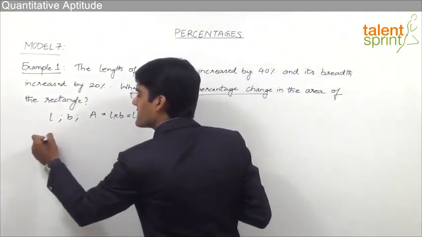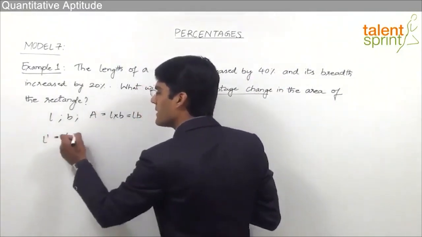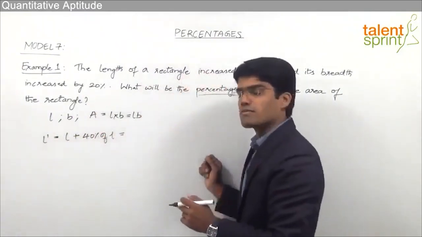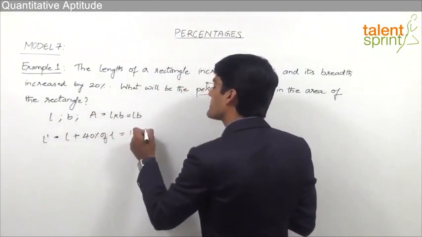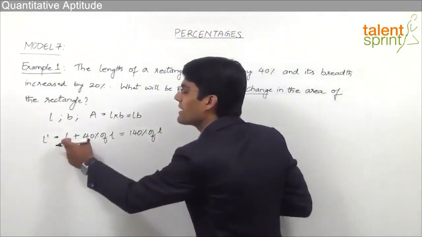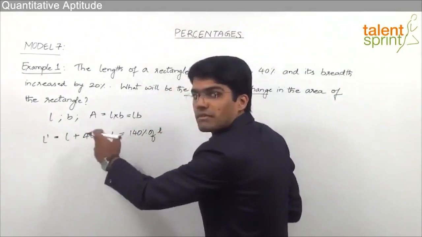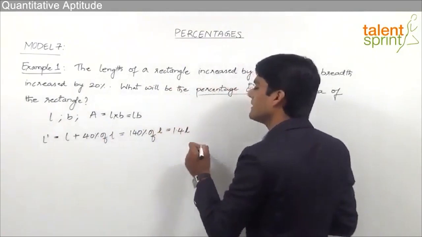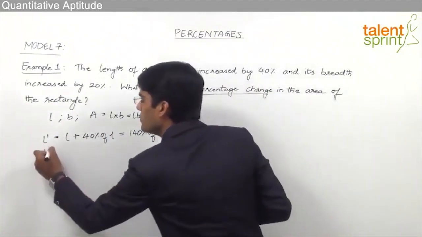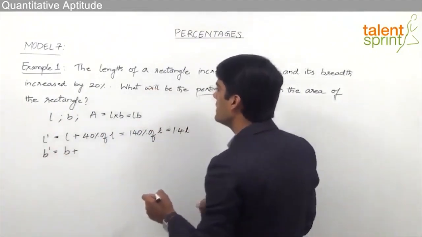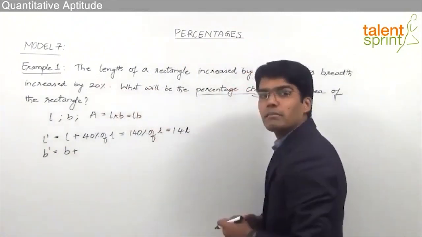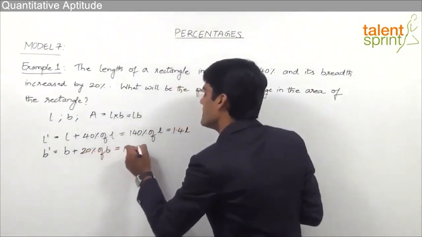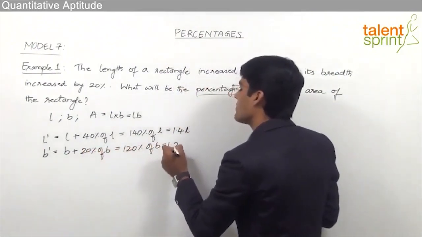So the new length, let us take it as L dash, will be equal to original length plus 40% of original length. Why? Because it has increased by 40%. So this will be equal to 140% of L. Why? Because L is nothing but 100% of L plus 40% of L, that is 140% of L. And this 140% of L can be taken as 1.4 L. Similarly, the new breadth B dash will be equal to original breadth B plus 20% of B, as the breadth has increased by 20%. So this comes out to be 120% of B, which is equal to 1.2 B.